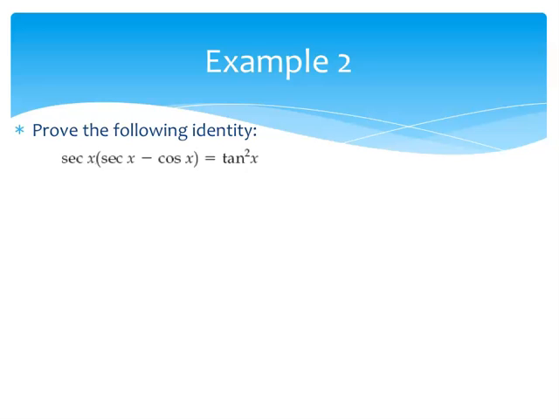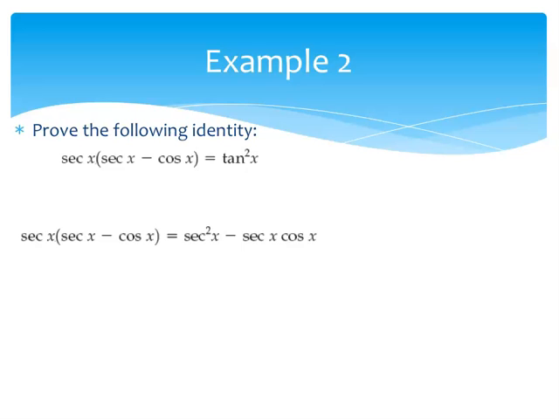Secant of x times parentheses secant of x minus cosine of x is equal to tangent squared. Okay, so again here it looks like the left-hand side is more complicated, so we'll start with that. So let's start by multiplying that out. So we'll go ahead and distribute the secant. So now we have secant squared minus secant times cosine.